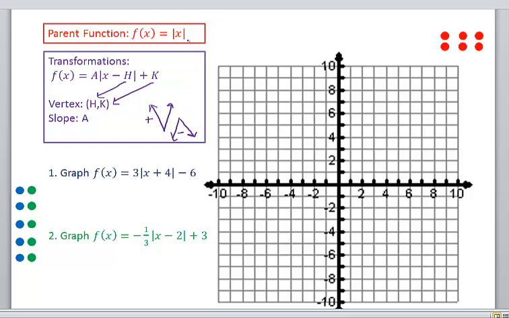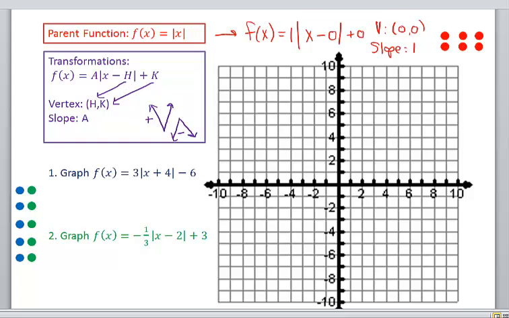So if we take a look at this parent function, I want to rewrite that function in this form. So this is going to be the function f of x, where the multiplier in front is going to be 1 times the absolute value of x minus, there's nothing in there, so 0, and then plus nothing. This tells me that my vertex is going to be the value inside here, so 0, and then the value outside, 0, and that my slope is going to be 1.